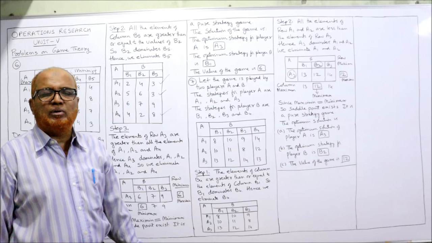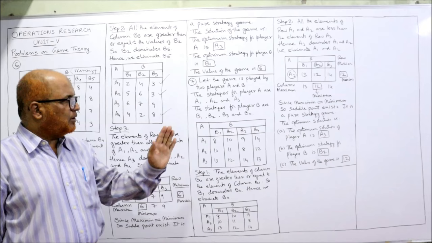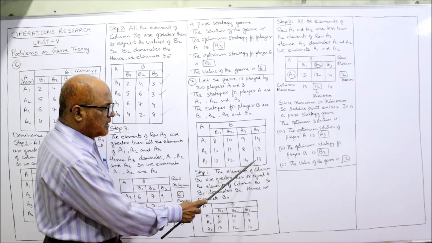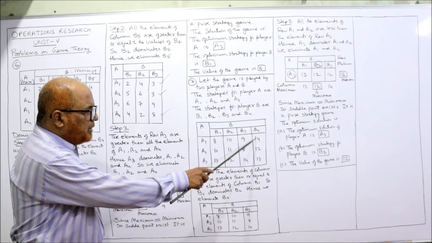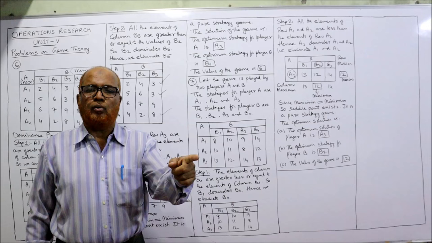Now we compare B1 with B3. 8, 9. 9 is more. 10, 8. 8 is less. No dominance between B1 and B3. Now we compare B1 with B4. 8, 14, 14 is more. 10, 12, 12 is more. 13, 13, same. That means all the elements of the column B4 are greater than or equal to the values of B1. So B1 dominates B4. B4 will be eliminated.